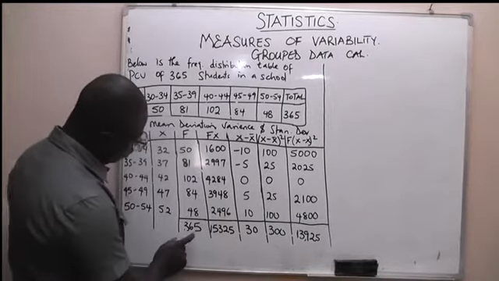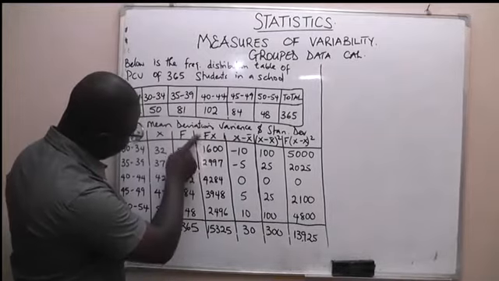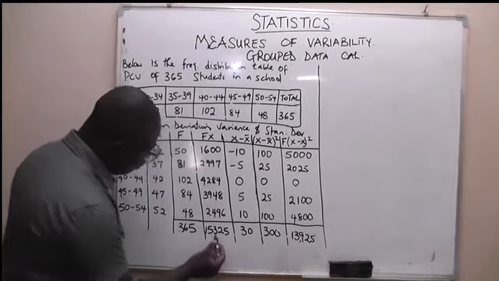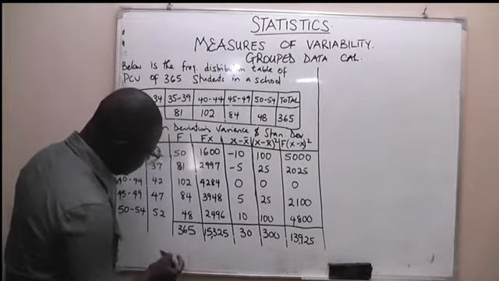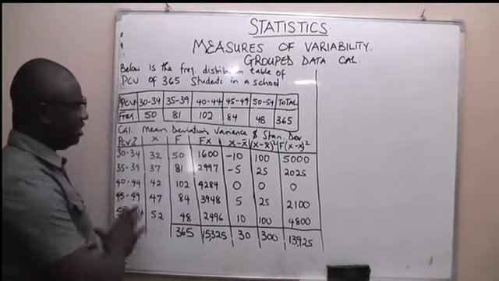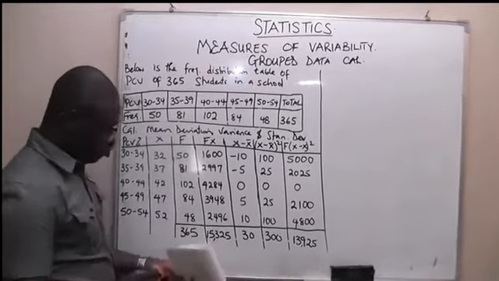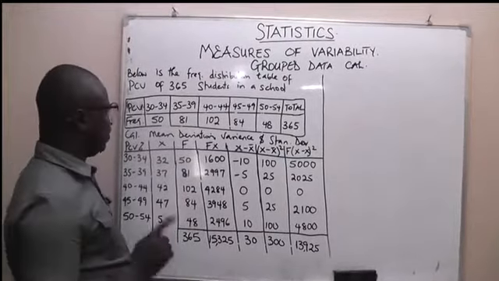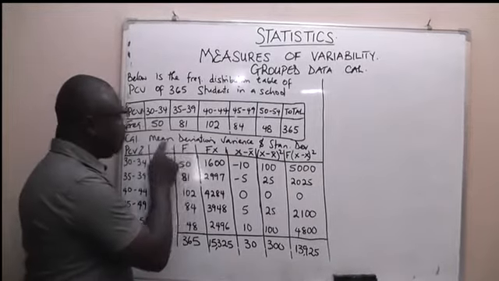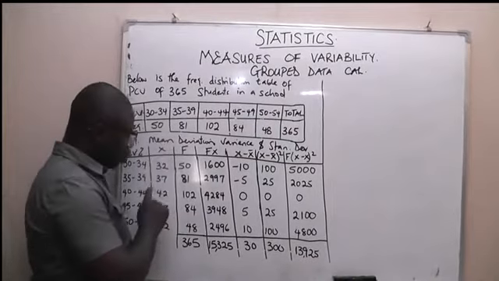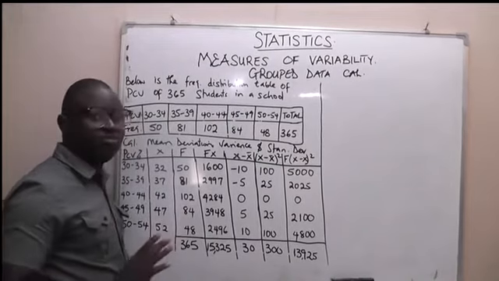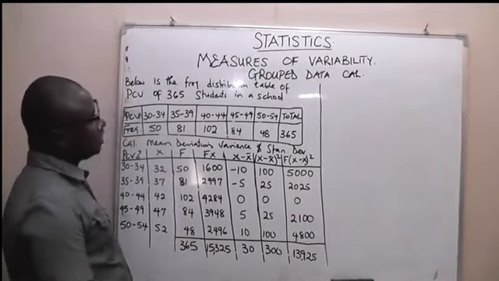Now you add up your fx column, and this will give you 15,325. Now, why do we need to do all of this work? Very important, nobody will tell you this in an exam situation: you cannot find mean deviation without the mean. So all of these long processes we are going through are just for us to calculate the mean. Do you understand?